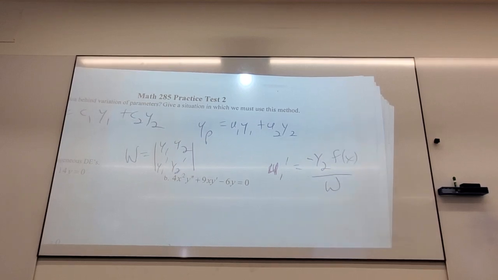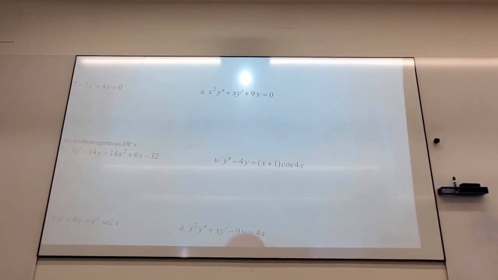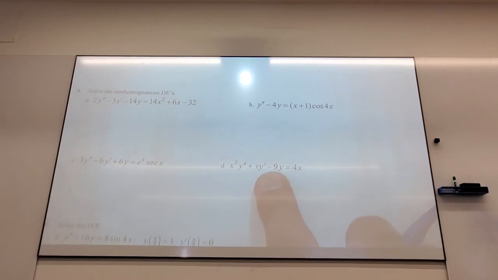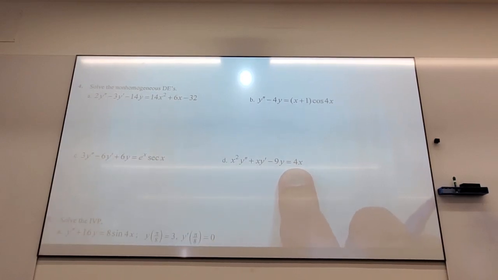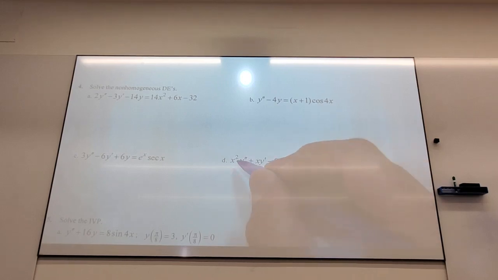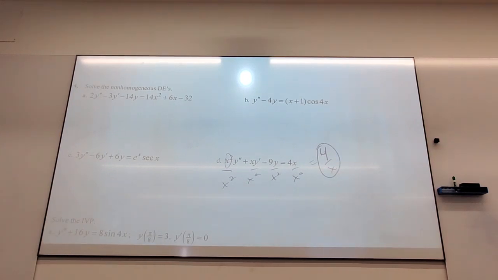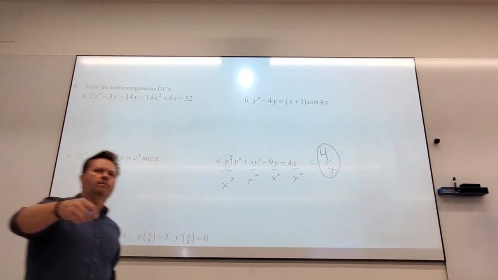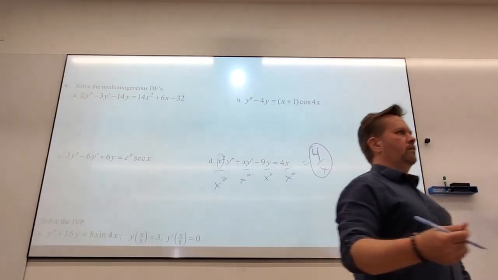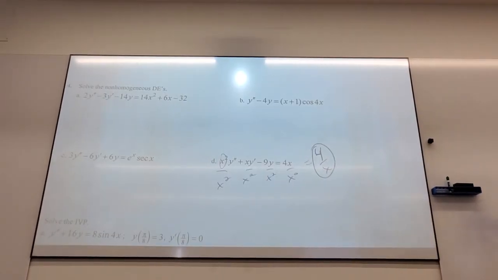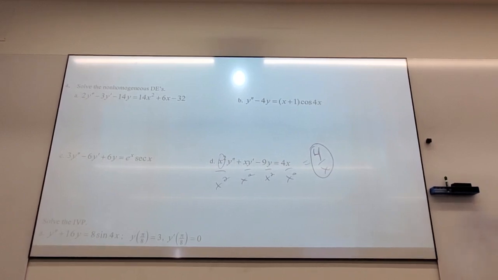For example, on this problem, I would have to use variation of parameters. Is 4x F of X? Why not? Because I need to make the first coefficient 1, correct? So my F of X will actually be 4 over X. Let me stop for a minute. That is the most common place to make a mistake, to not identify the F of X correctly. And if the F of X is wrong, everything's wrong.